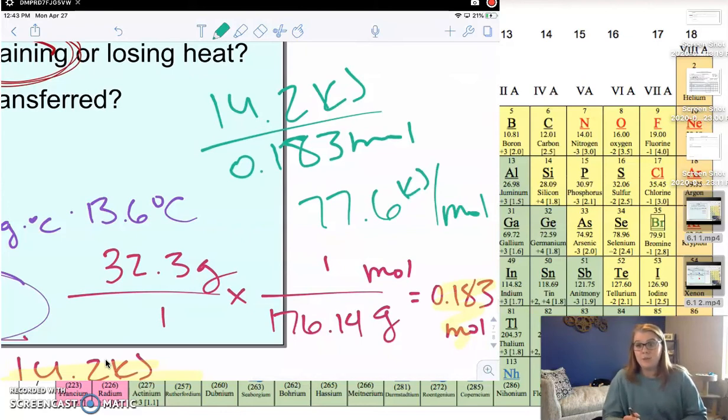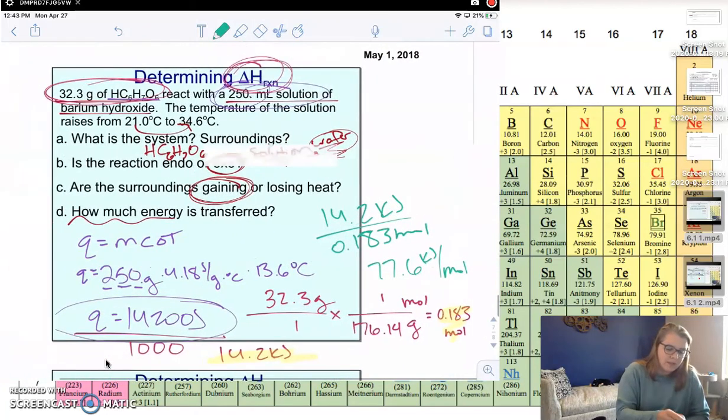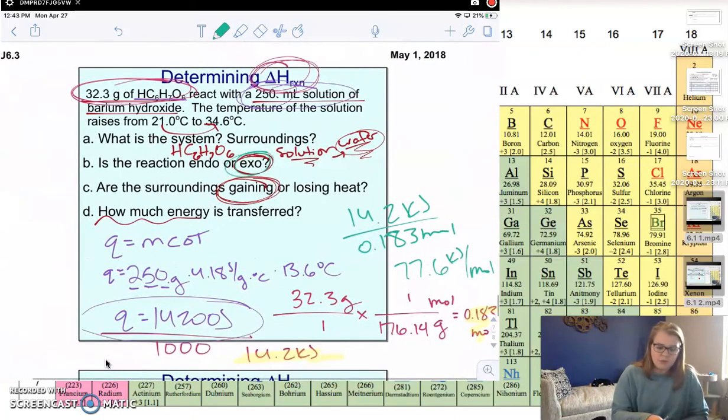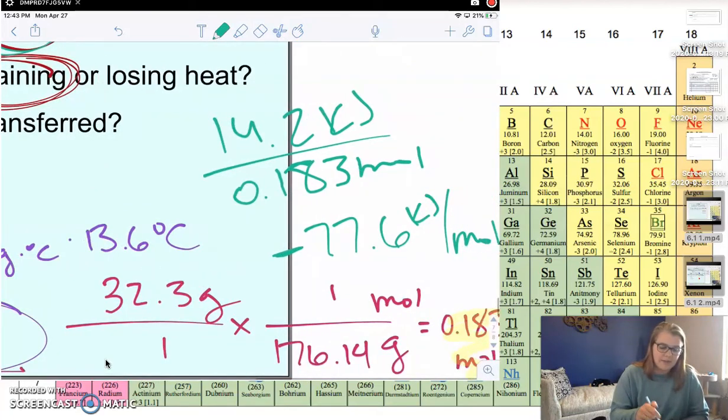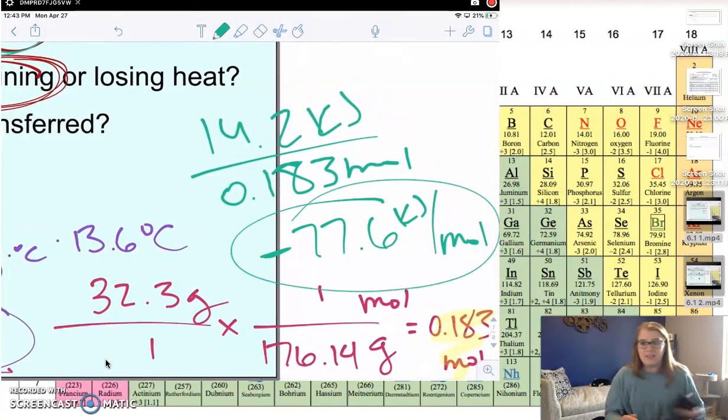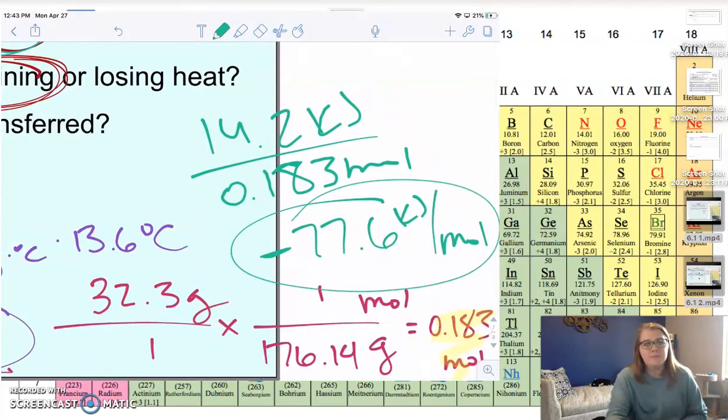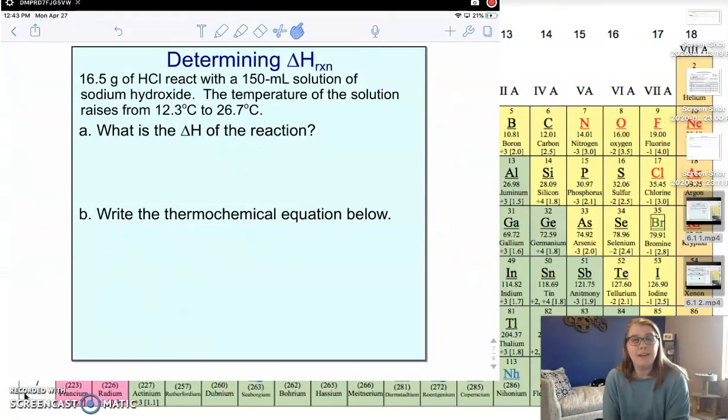That communicates whether this was an endothermic or exothermic process. Was this heat leaving the system or was this heat entering the system? We said this was exothermic because the water temperature was raised, so the final answer for this will be negative 77.6. So that's just something to be really mindful of. Go ahead and try this example, pause the video, and check in when you're ready.